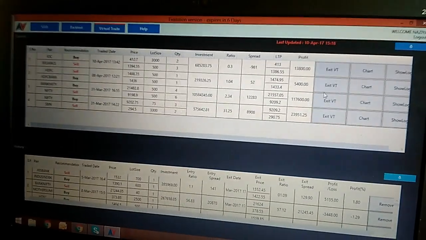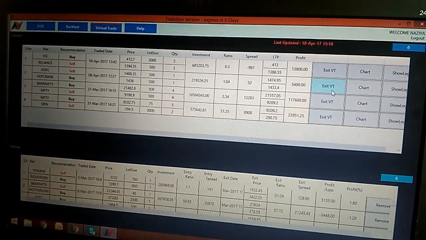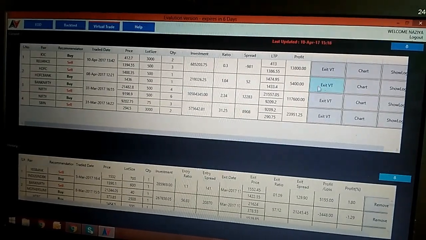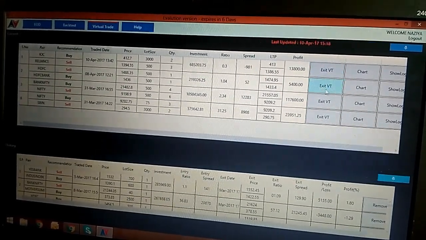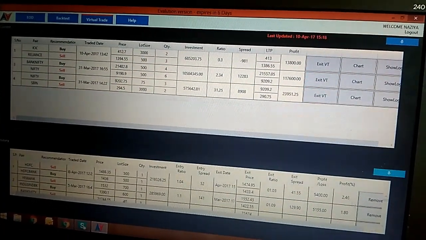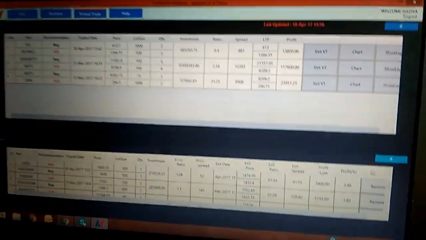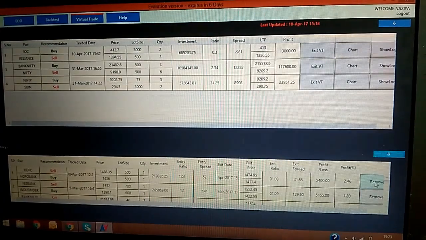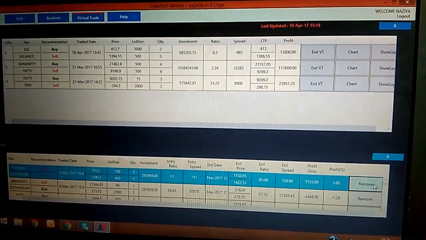And for example, if you want to remove any of the pair, once you want to exit from virtual trade, here you can see exit VT. So you just click on exit VT, it will come down. If you want to remove the pair permanently, you just click on remove and it will be over.